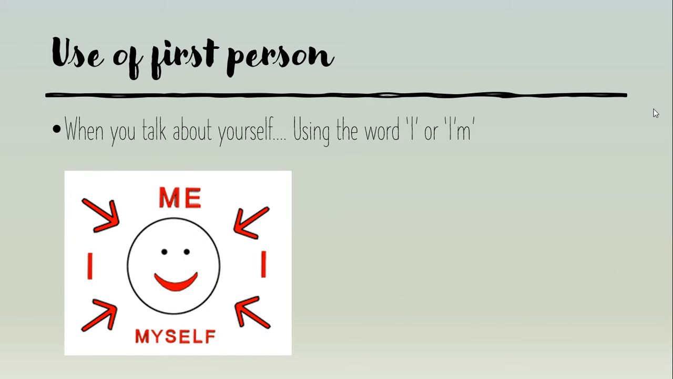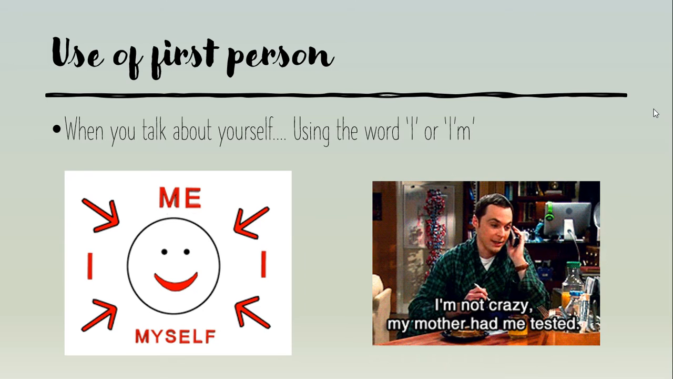So use of the first person. What we mean by this is when the writer is talking about themselves. So we quite often see them using the word I or I'm, which is obviously short for I am.